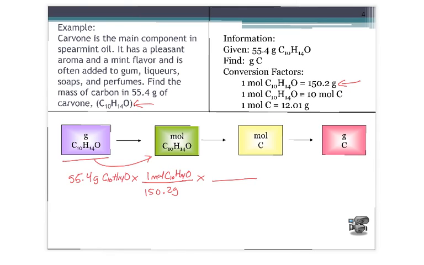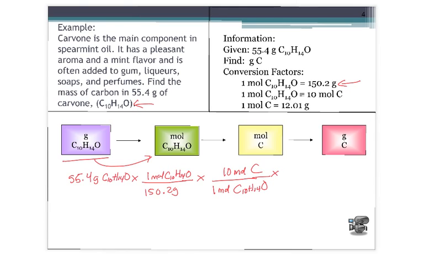Now we can use the chemical formula as a conversion factor. Well, we know for every 1 mole of Carvone, just look at this chemical compound as the whole, and we are trying to find the parts in a whole. So for every 1 mole of C10H14O, we have 10 moles of carbon, right?